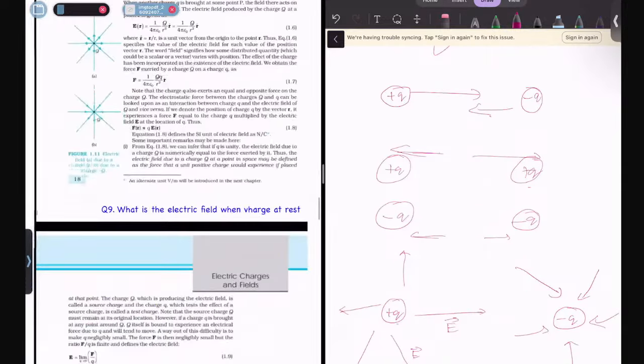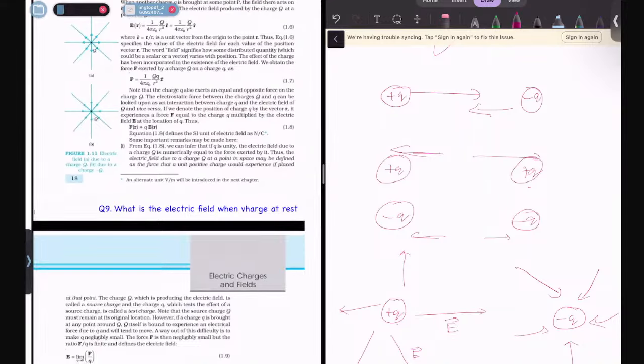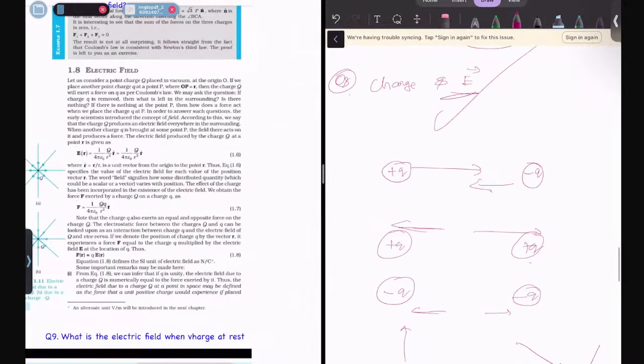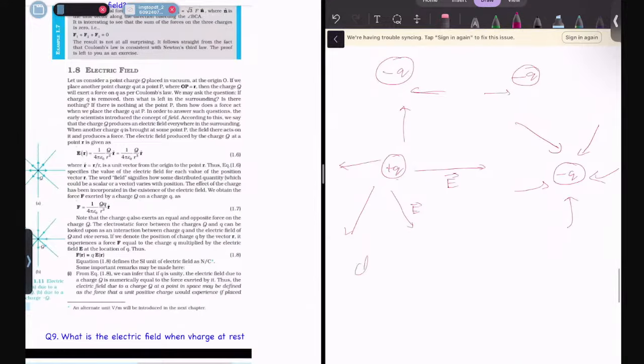No, nothing else. The next question, something was that, what is the electric field when the charge is at rest? This is also a question. When the charge is at rest, will its electric field vary? It's a good question actually. Will its electric field vary when the charge is at rest? When the charge is moving, will the electric field vary?